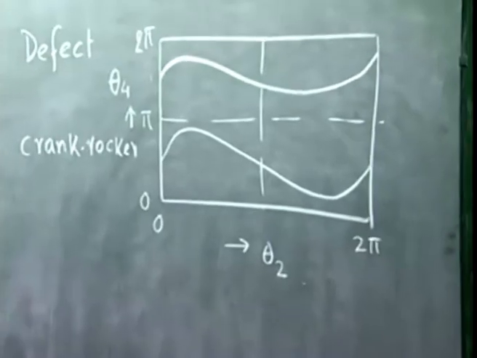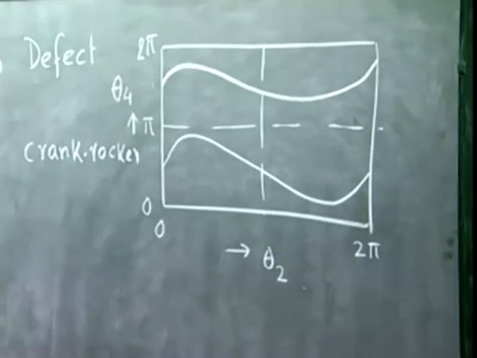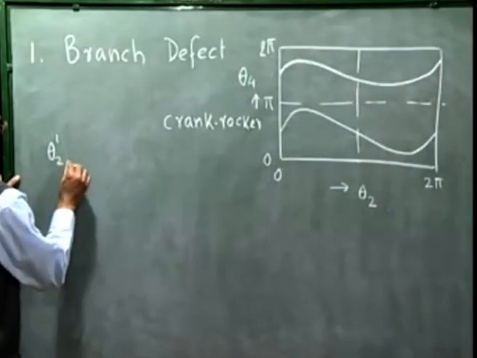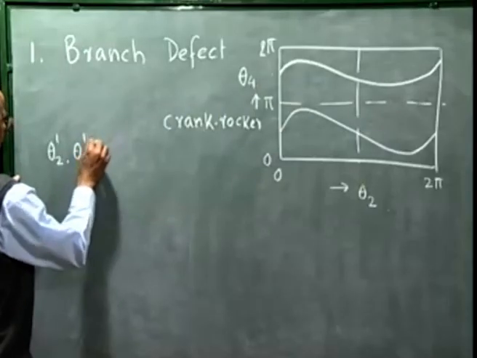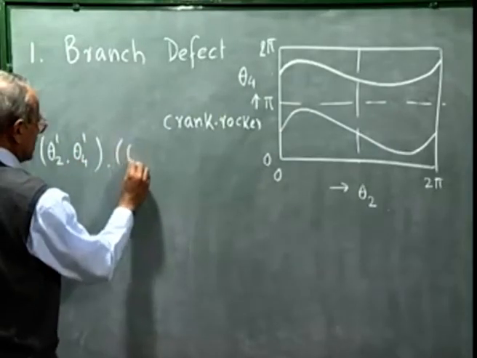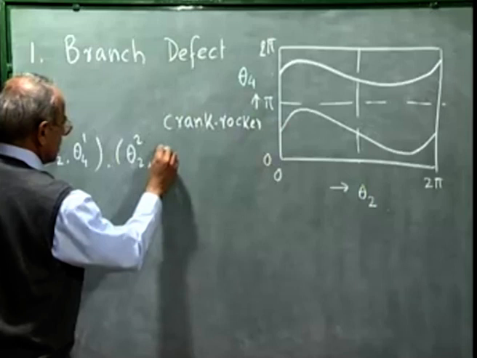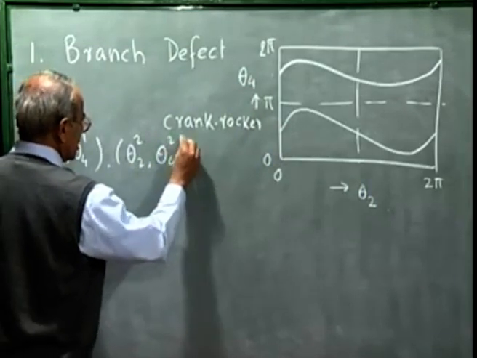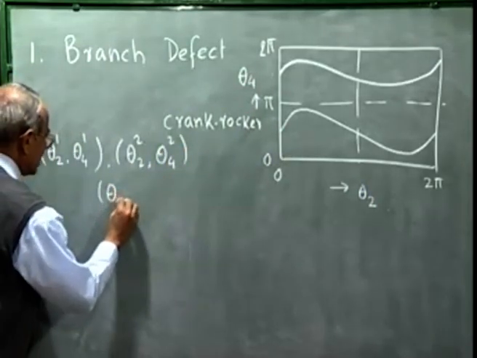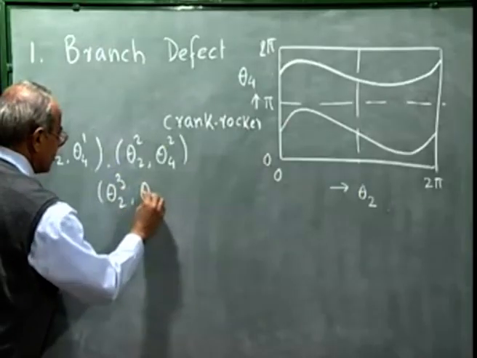Now, when we do 3 position synthesis, suppose the desired values are theta 2 1, theta 4 1, theta 2 2, theta 4 2, and theta 2 3, and theta 4 3.